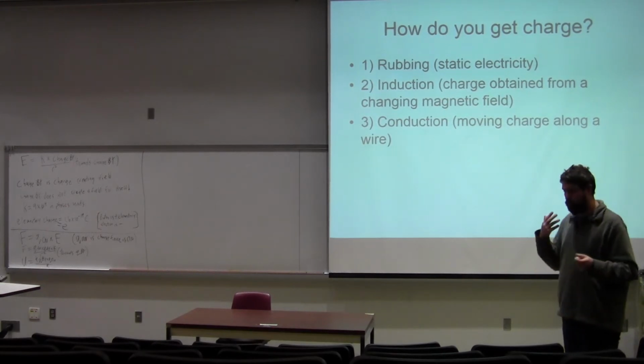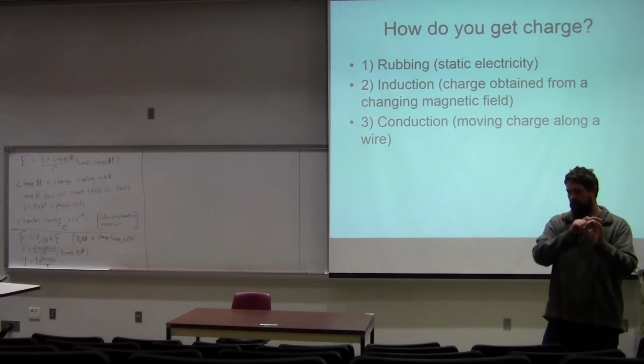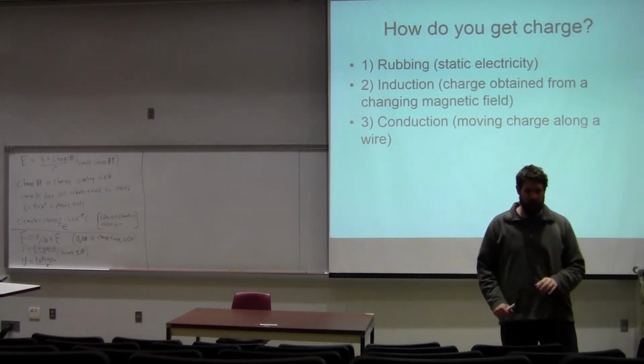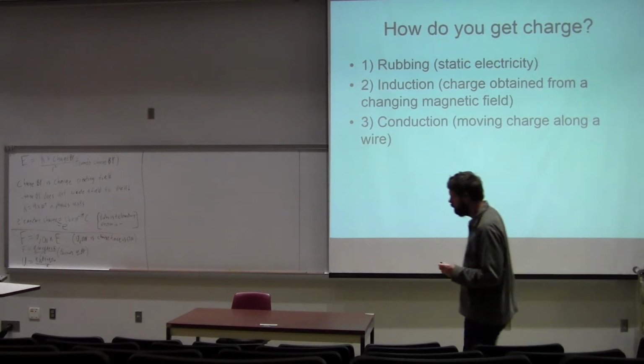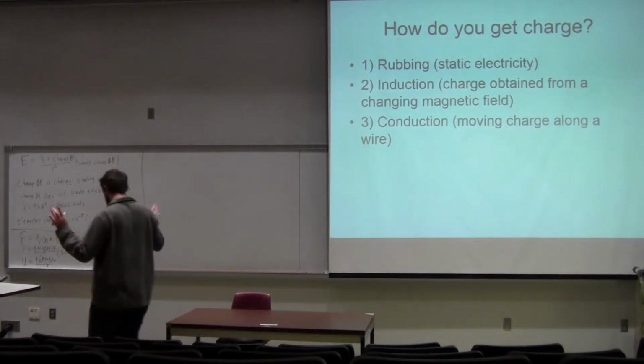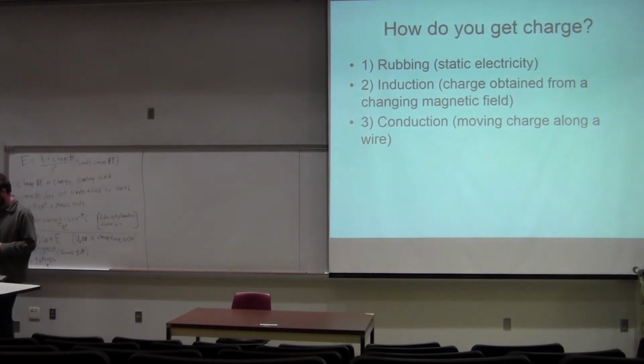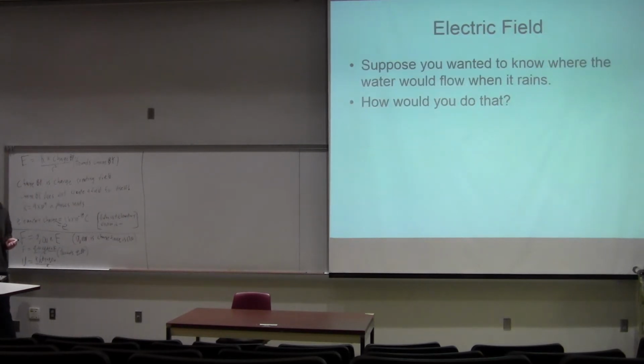And conduction: you move charge along the wire, so you move the negatives over here, you're left with positives over there, and so you have two sets of charges. All right, so that's the basics. Hopefully everyone's up to speed.